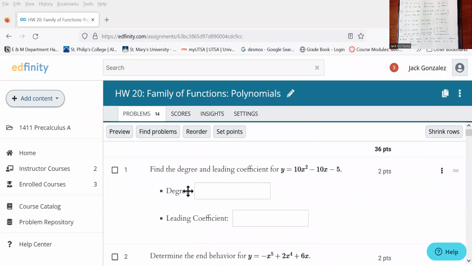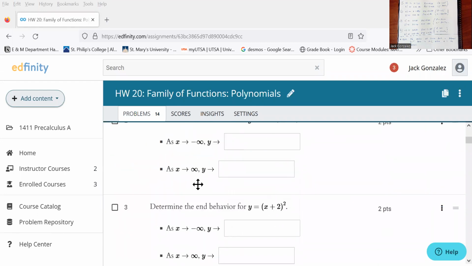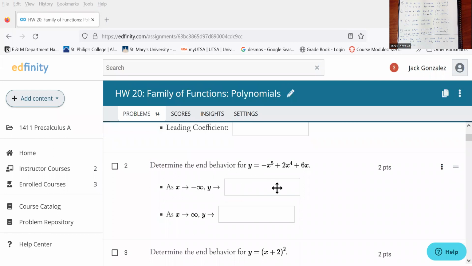The homework starts out pretty chill. It says, get the degree and leading coefficient. That's it. Then I'll ask you, okay, well, what's happening with the end behavior? So if you look at it, what is the degree of this one, number 2? You guys see it? I don't know if I can enlarge it or not.